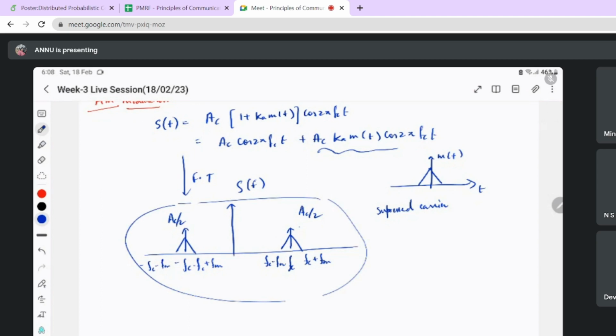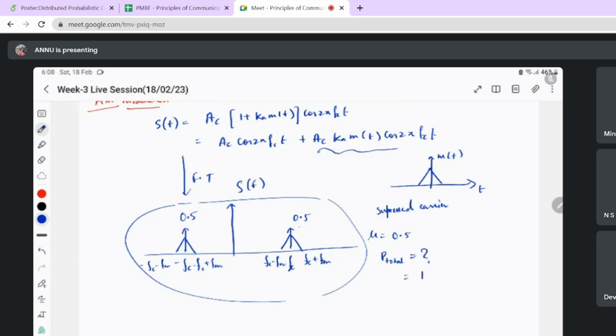In GATE, many questions are asked using this spectrum only, like how to calculate the power of any AM signal. Suppose the AM signal value is given here as 0.5 and this is 0.5, and mu is equal to 0.5, suppose. So you will be asked to solve the total transmission power, the total power contained in the AM signal.